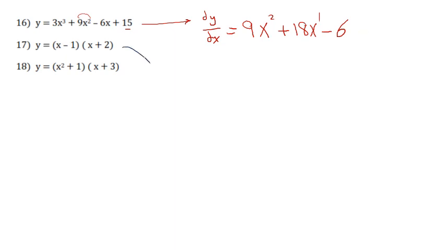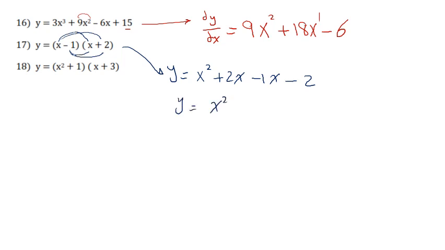Before we start solving number 17, I need to expand the bracket first. So I need to multiply x by x and multiply x by 2. So x squared plus 2x. Then negative 1 by x is negative 1x. Negative 1 multiplied by 2 is negative 2. Now, it's x squared, add the like term, so it's plus 1x minus 2.